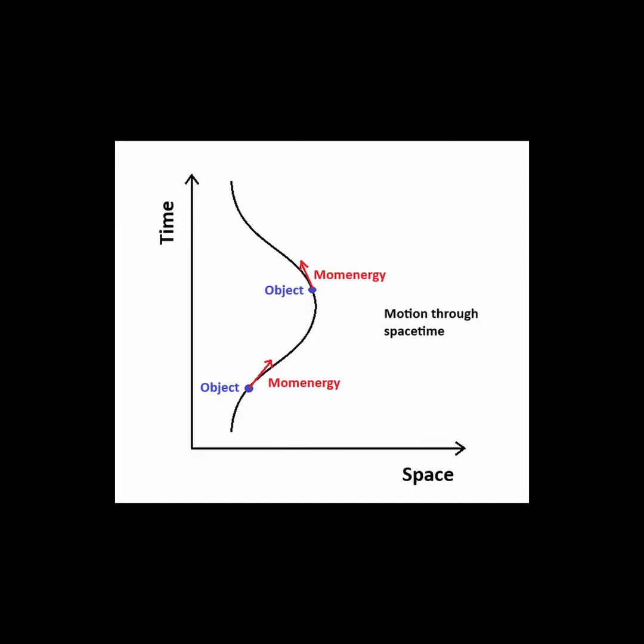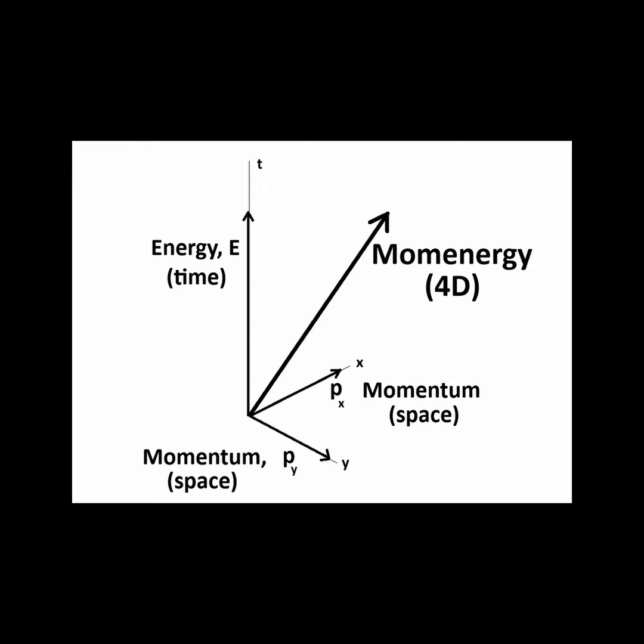When we view momenergy from the perspective of an observer in their frame of reference, then the space components of momenergy appear as momentum, p. The momentum of each component of space along the x and y axes are px and py, respectively. The time component of momenergy appears as energy, E. Recall that the magnitude of momenergy is the mass of the object.